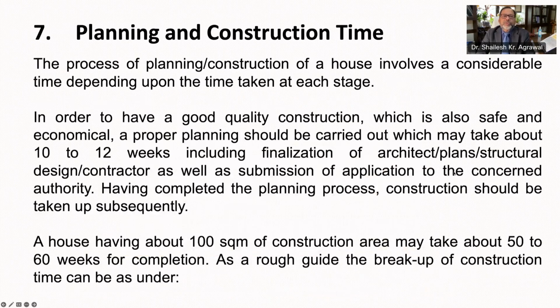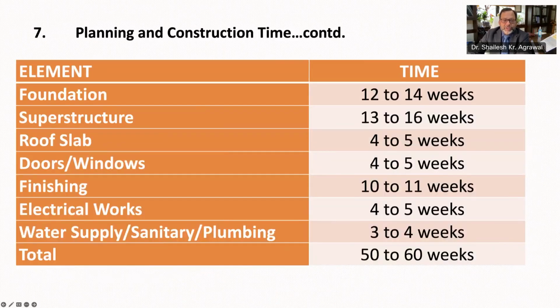Having understood the cost of various elements, it is also important to know the normal time required to complete the house. On an approximate basis, a house of 100 square meters, that is around 1000 square feet, will take 50 to 60 weeks to complete. That means 1 to 1.5 years. Remember, proper planning and finalization of plans, etc., take 2 to 3 months and should be done before undertaking the construction.